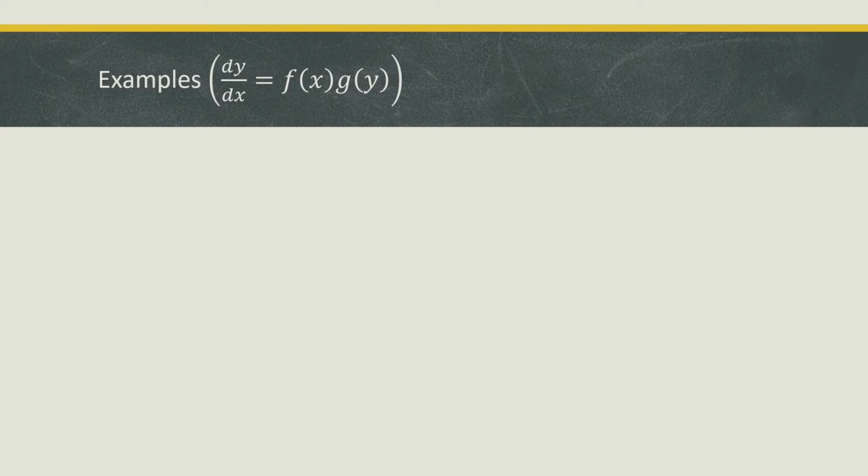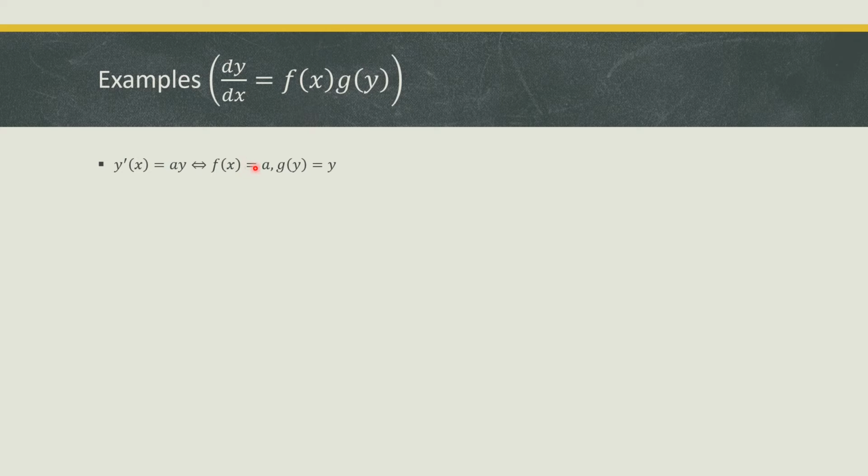Now let's look at some examples of variable separable differential equations. So here we have y prime equals ay. We can factor this out into f of x equals the constant a and g of y equals y. So it now looks like this form. And when we say that it looks like this form, it doesn't mean that there is only one way of expressing f of x. There could be several ways. For example, we can have f of x equals 1 and g of y equals ay. So that's still a valid decomposition.